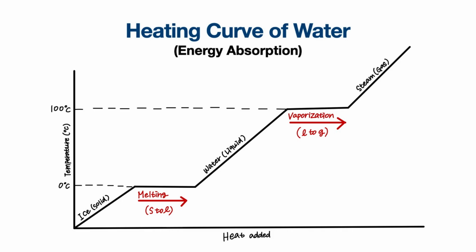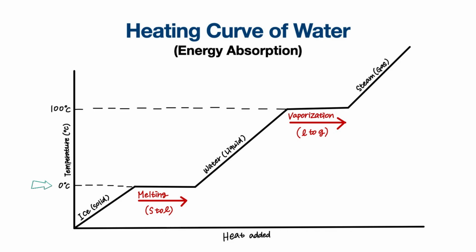The heating curve of water is a graphical representation that shows how the temperature of water changes as it absorbs heat, illustrating the phase transitions from ice to liquid water to steam. Starting with ice at a temperature below 0 degrees Celsius, the curve initially shows a rise in temperature as heat is added, causing the ice to warm up until it reaches 0 degrees Celsius.